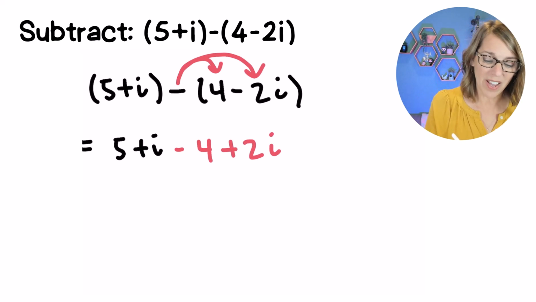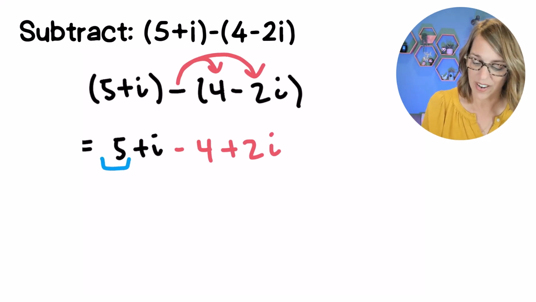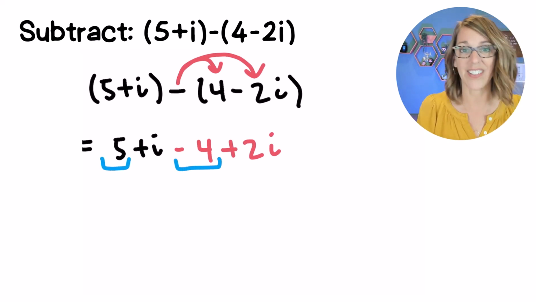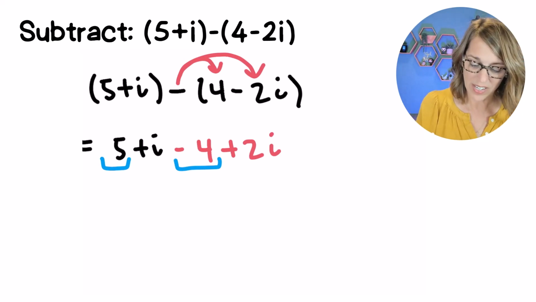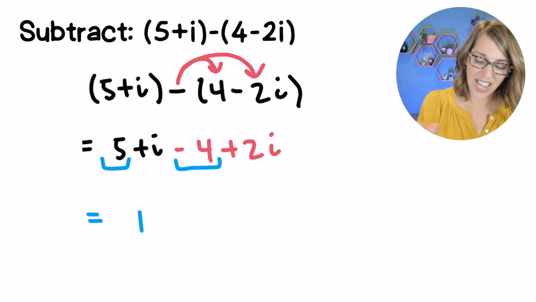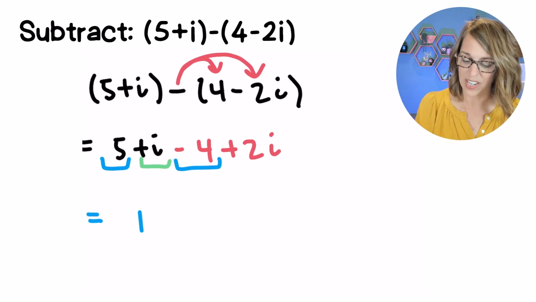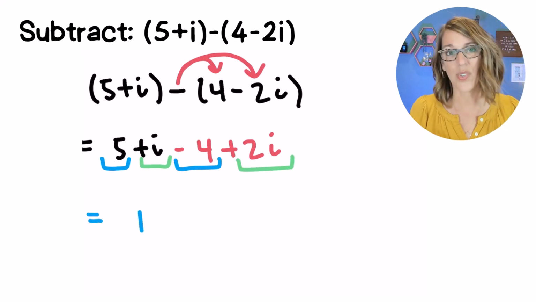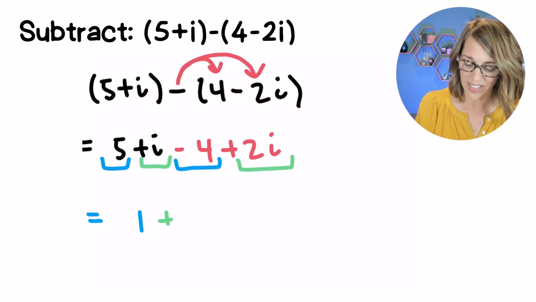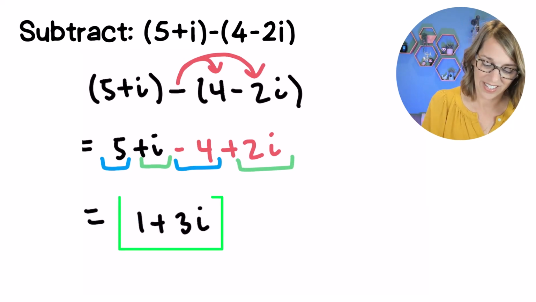Now I want to combine my real part, which is going to be the 5 and the negative 4. 5 minus 4 is equal to 1. And my imaginary part, which is going to be the plus i plus 2 more i, which is plus 3i.